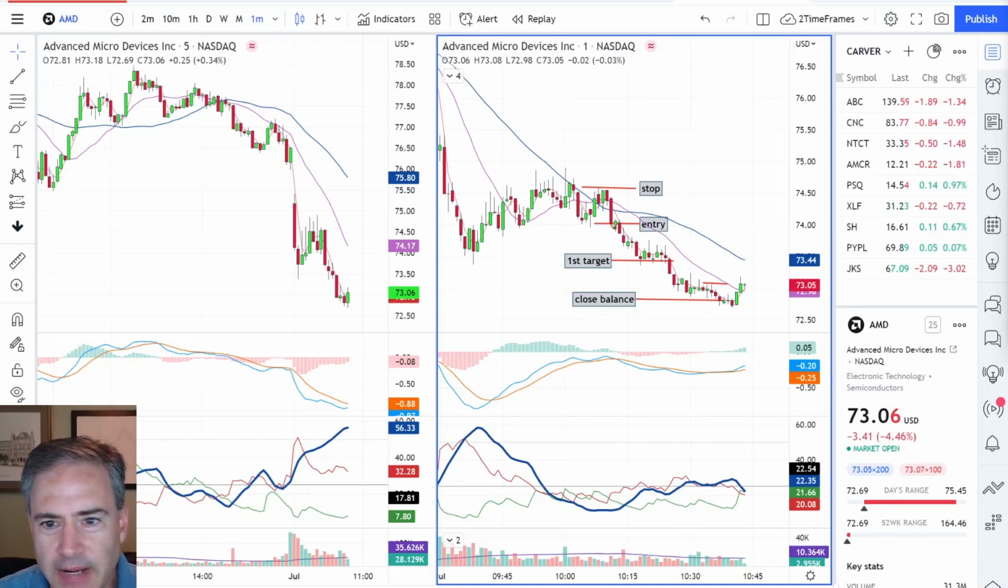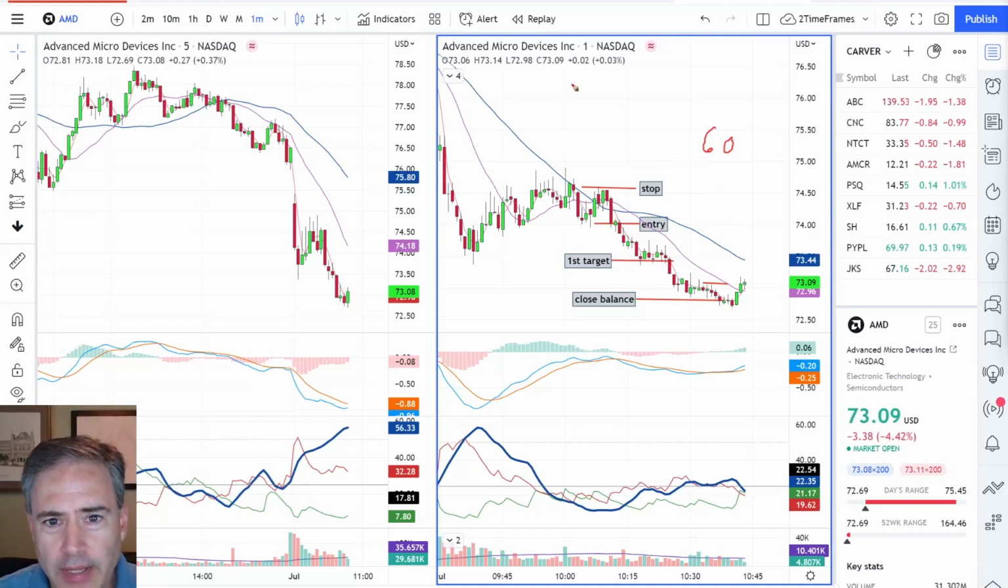All right. That entry was 74.02. The stop was 74.62. It's a 60-cent risk. Okay, I'm risking 60 cents. Now you have to figure out how much you're willing to risk on this trade.